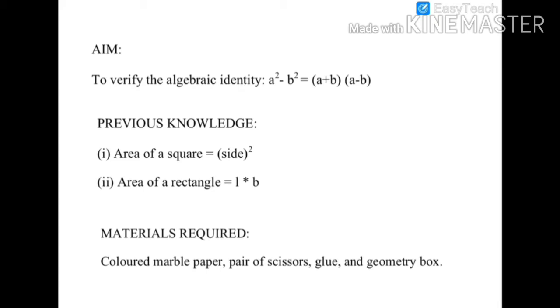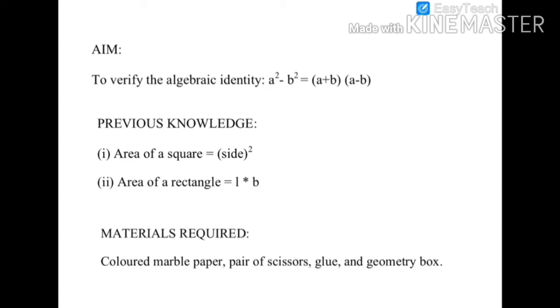That is, we are going to show that the left hand side of this identity is equal to the right hand side using geometrical figures. To do this activity, we should have some previous knowledge of squares and rectangles. That is, area of square is equal to side into side, and area of rectangle is equal to length into breadth.